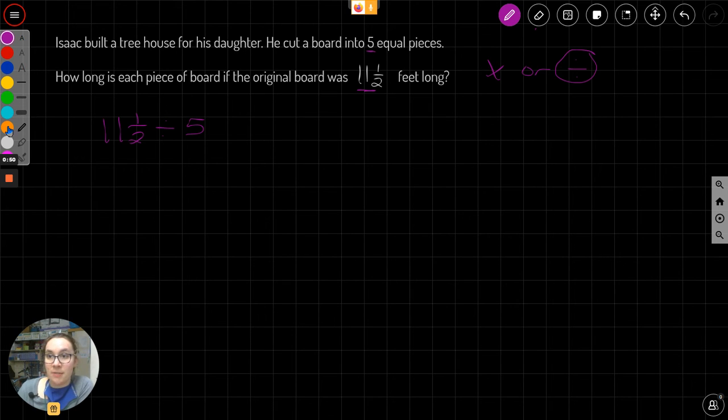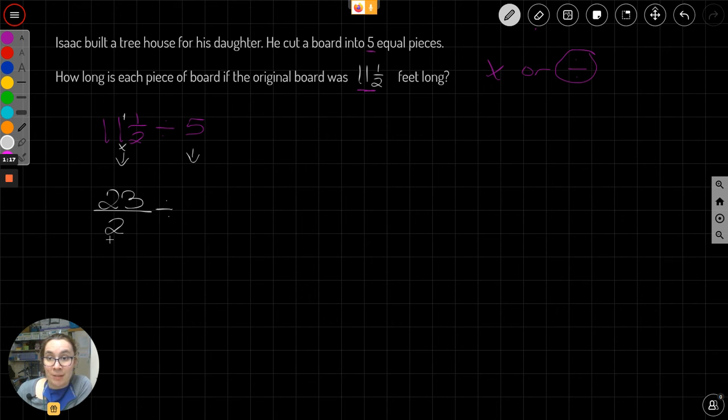All right, first things first, we need to get rid of these mixed numbers and turn everything into improper fractions. So 11 1/2 and 5. We need to do something to the 5 as well. So 11 1/2, 2 times 11 plus 1. 2 times 11 is 22, plus 1 is 23. 23 over 2 divided by 5.